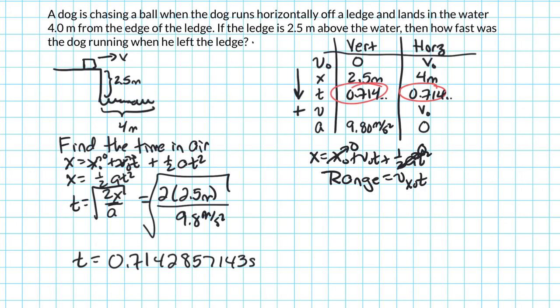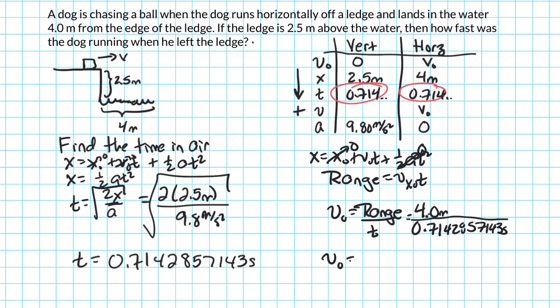And the range is 4 meters, and I have the time, so it's easy for me to find the velocity. That velocity that I'm looking for is just going to be the range divided by time. So that's going to be 4 meters divided by that long decimal, 0.71428574143. And yes, I do put all those decimals in my calculator. And so that gives me my initial horizontal velocity when I do the math, 5.6 meters per second.